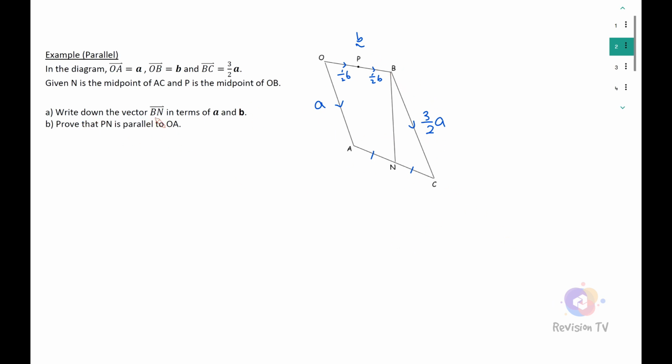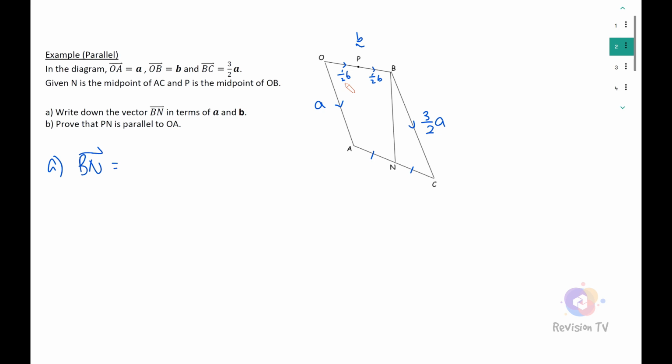Okay, so I tend to use pencil for any vector question. Write down the vector BN in terms of A and B. So question A, to write down the vector BN, first of all, you have to develop a route that goes from B to N. So remember, this journey is from B to N.